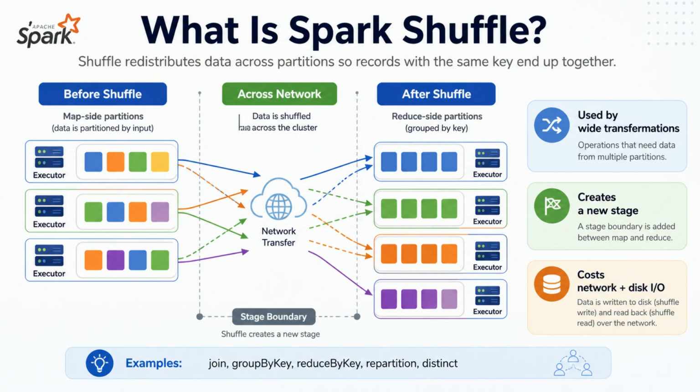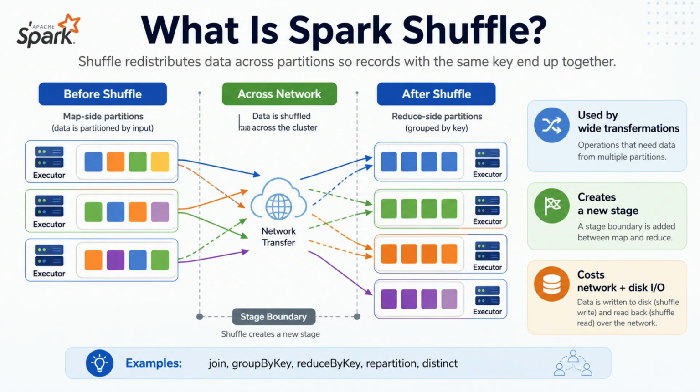This distribution happens automatically when data is read from sources like files or databases, and it's the default way Spark handles data initially. However, this setup can lead to situations where related data isn't grouped together, making certain operations less efficient. During the shuffle, Spark transfers data across the network.